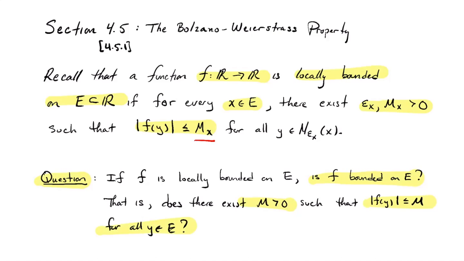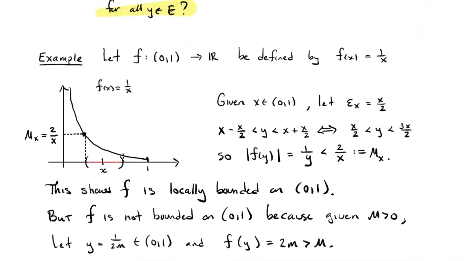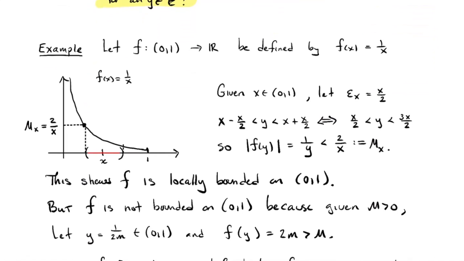All right, let's look at some examples. First example, I'm going to take the subset E to be the open unit interval, and just take the reciprocal function, f of x equals 1 over x. I've drawn what I think is a familiar graph. And I claim that this function is locally bounded on that interval. Why is that? Well, because if you pick an x, I've drawn one here, and you let epsilon sub x be half x, so I've drawn the little epsilon neighborhood in red down there. Well, then any y in there satisfies these inequalities.